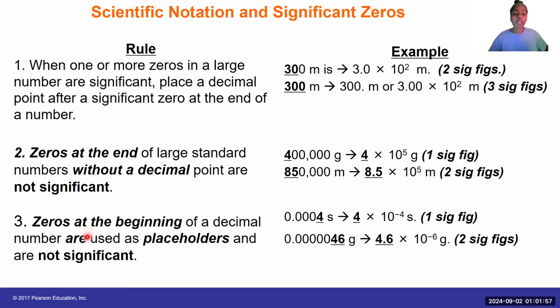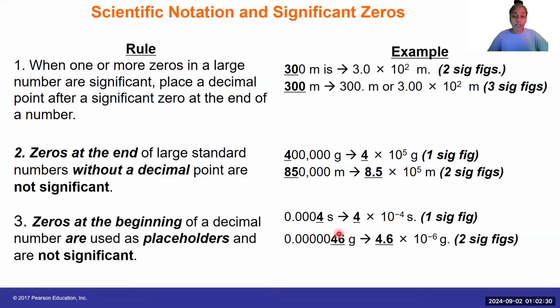Zeros at the beginning of a decimal number are not significant. They're just holding a space, right? If the time is 0.0004 seconds, those zeros are just holding the place to say how very small this number is. And so we have one significant figure. None of these zeros are significant. They are not a part of my measurement.